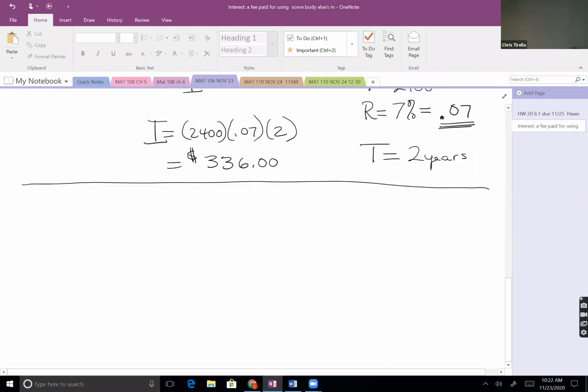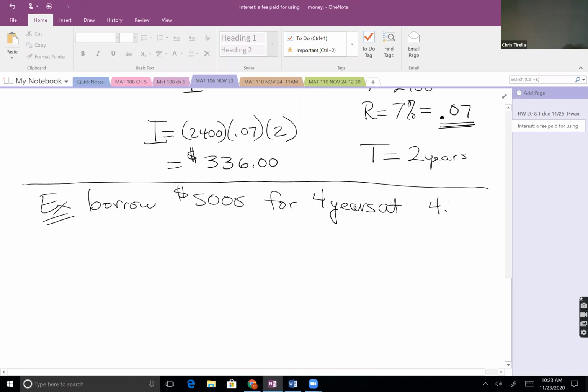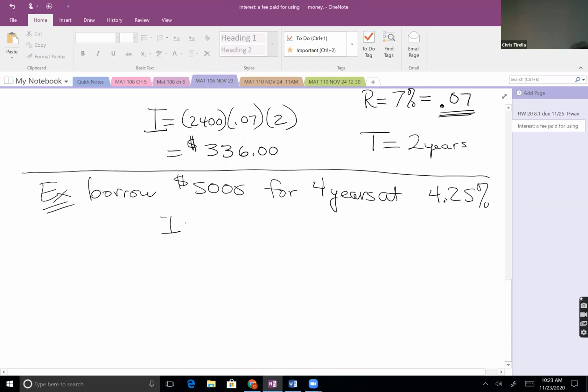Okay. This time, let's say we borrow $5,000 for 4 years at 4.25%. And honestly, if you look in ads for loans and in bank accounts and everything, usually it's not a whole number percent. It's not unusual to have that decimal of a percent. It doesn't say otherwise, so we'll say it's simple interest.